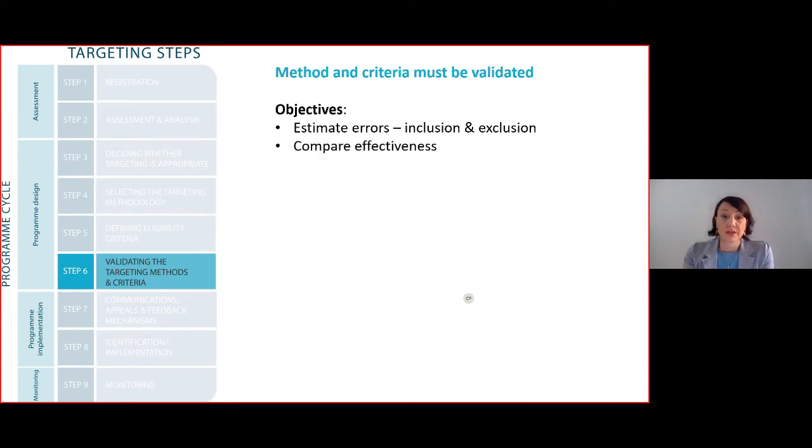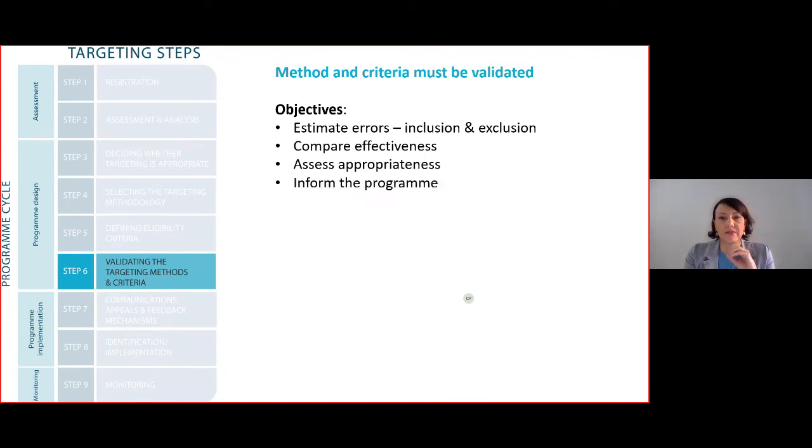We also need to compare the effectiveness of different methods. So we need to put on the table and analyze different methods and which are more effective than others. And also we need to assess the appropriateness of that method in relation to the context, but also to the community. So would the community accept that specific targeting method, or would that specific targeting method have a negative impact on the community?